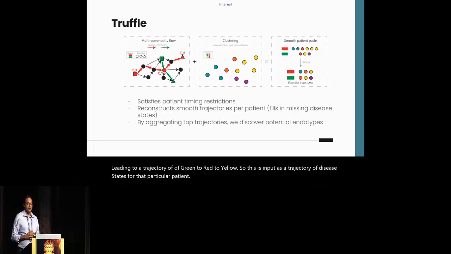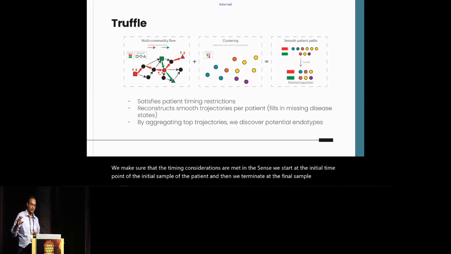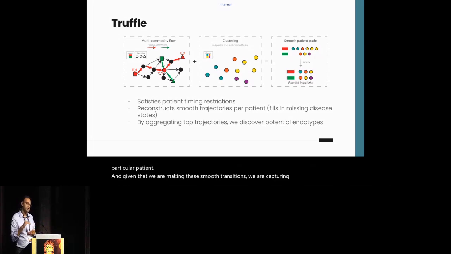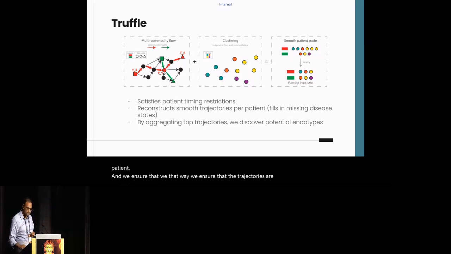We make sure that the timing considerations are met. In the sense that we start at the initial time point of the initial sample of the patient, and then we terminate at the final sample for that particular patient. And given that we are making these smooth transitions, we are capturing the intermediate disease states of that particular patient, even though we don't have samples for that particular patient. We ensure that the trajectories are smooth.